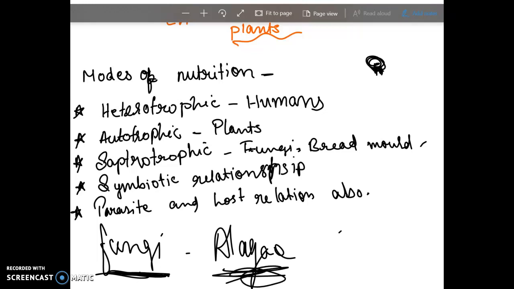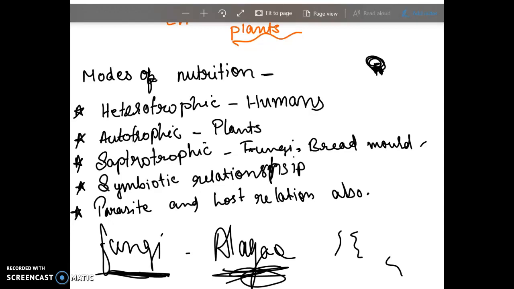How does fungi form? The tiny, tiny threads of fungi are in our atmosphere. When there is a moist thing at a moderate, suitable temperature for the fungi, they get attracted towards it and stick on it, and they start feeding on it because it's dead and decaying matter now.